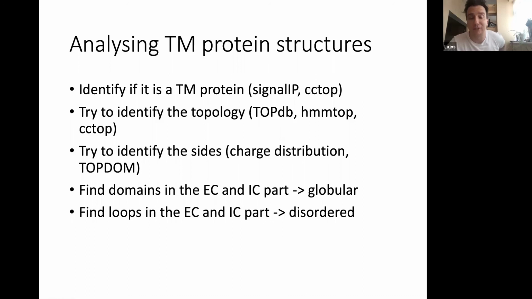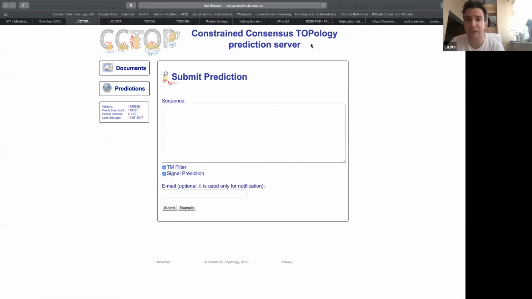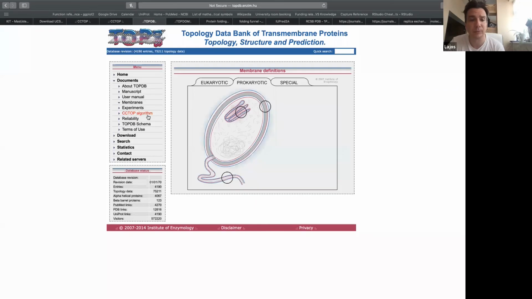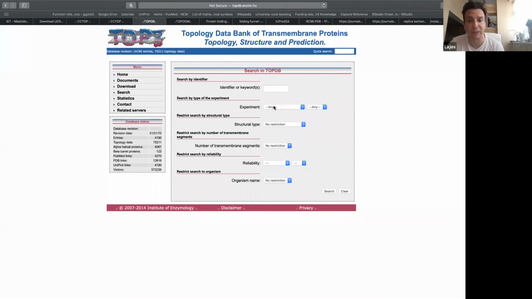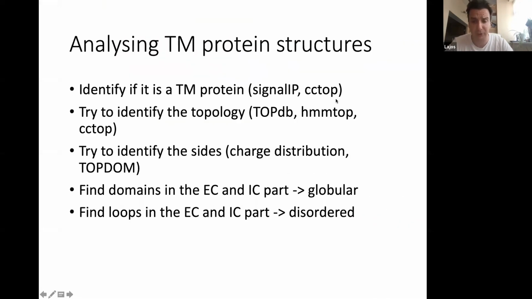You can misidentify a globular protein even nowadays as a transmembrane protein. But if you are sure that it's a transmembrane protein, then identifying the topology is a bit easier. Maybe it is already in the TopDB, which I showed you. That was the topology database, TopDB, this one. So you can search here for protein names or different identifiers, and you may have a chance that you already see the topology within the database. If not, then you can predict the topology with the HMM top or the CC top.